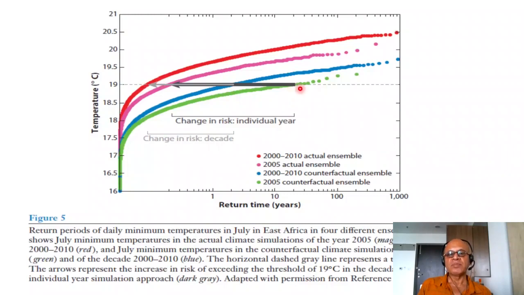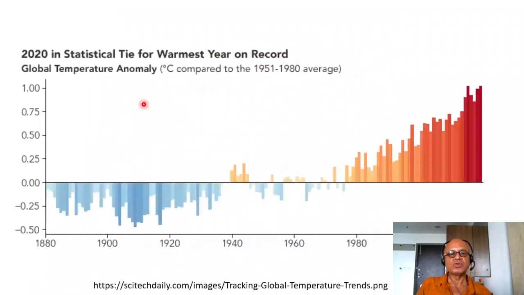If you look at the particular year 2005, then 2005 in the counterfactual ensemble had a risk return period of more than 10 years, and it has been reduced to less than 1 year. So in a season you could have multiple dips in daily minimum temperature below 19 degrees centigrade. Okay, so that's how you would do the interpretation.